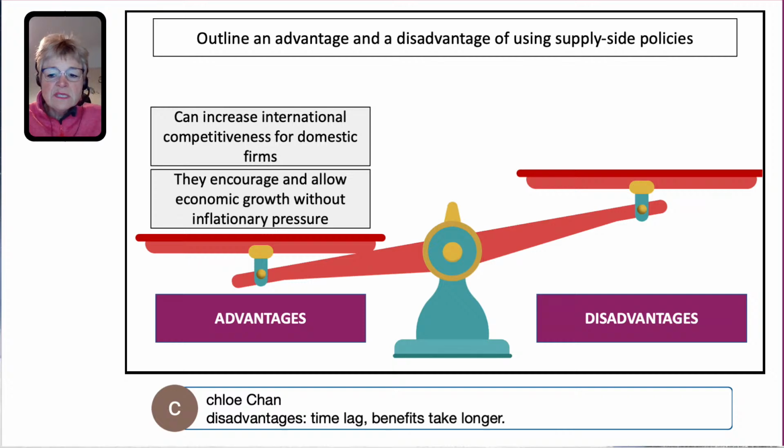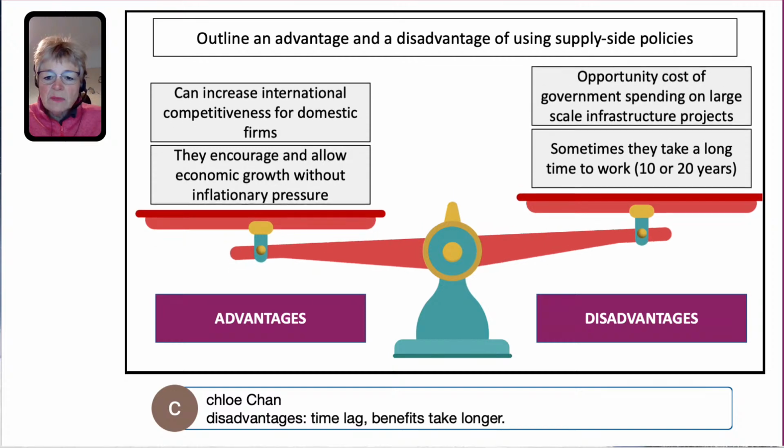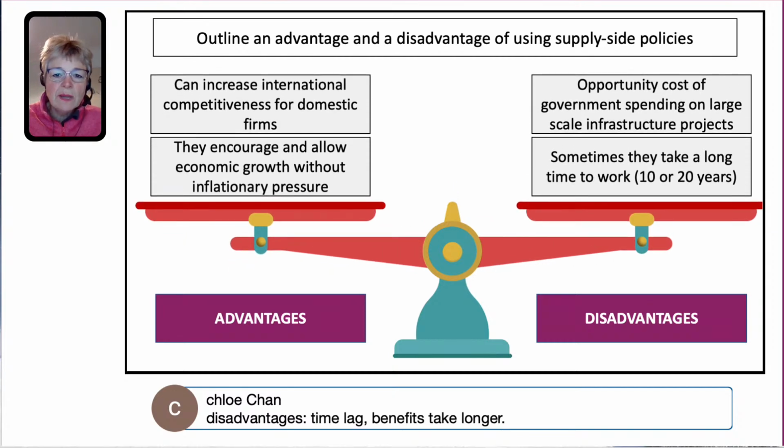Let's have a look at the disadvantages. So there we have got some come in from Chloe again. There's a time lag. Now, this is a really important point. Supply side policies, you can always say they take a long time to work, about 10 to 20 years. And even if you've got something that might work fairly quickly, like building a new road within a year, the full effect, you can always put in your exam question, the full effect may take 10 or 20 years.